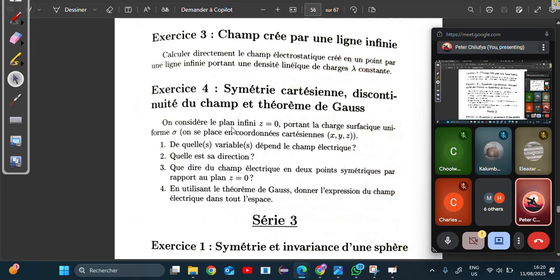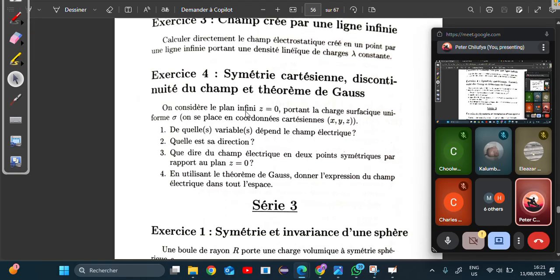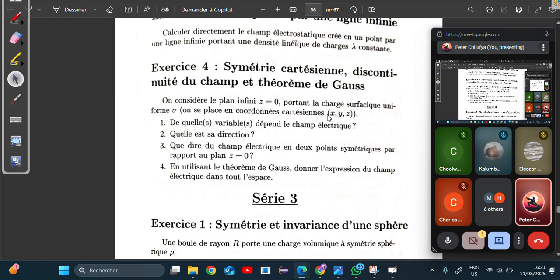Yeah. So on considérait le plan infini z is equals to 0 pour toute la charge sous-pacifique. This term is very important. It's called sigma in Greek. Sigma. So la charge sous-pacifique uniform. So then here they will specify the coordinate system that we're going to use, the x, y, z coordinate system.